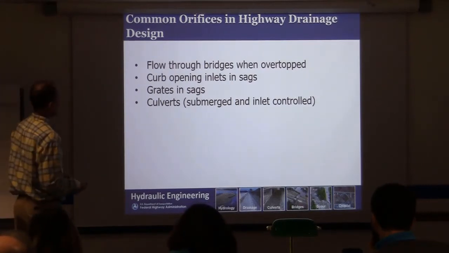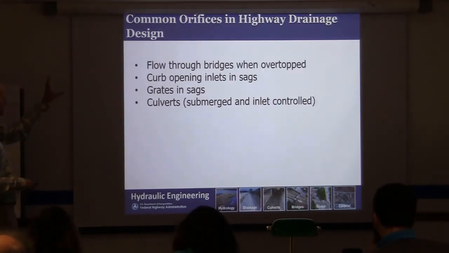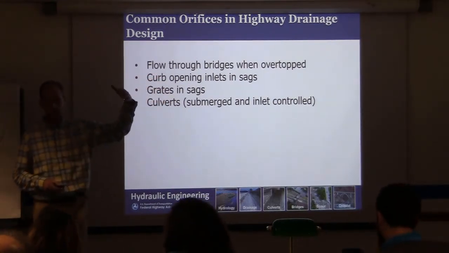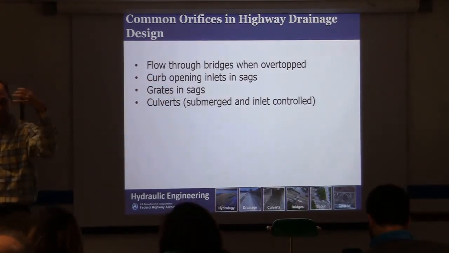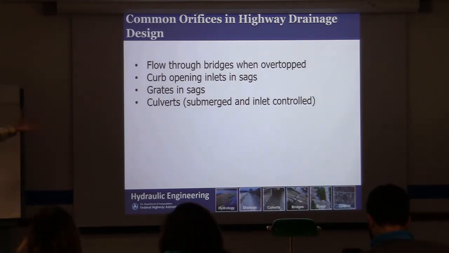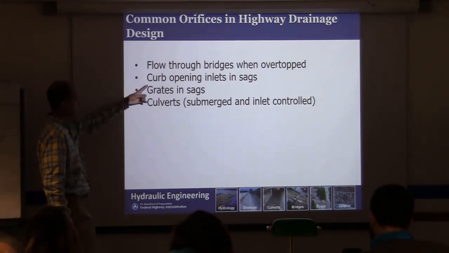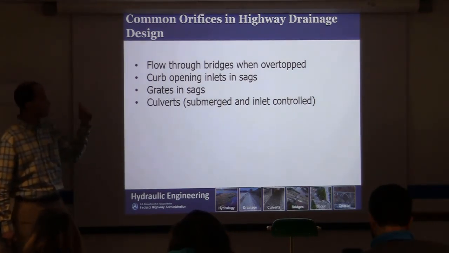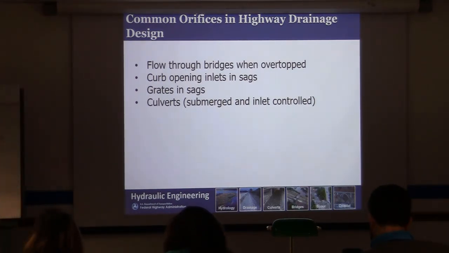Common, that was for weirs, and then for orifices: flow through bridges when they're going into that pressure flow condition, right? Curb open inlets in sags, grates in sags, culverts when they're submerged, and inlet control.